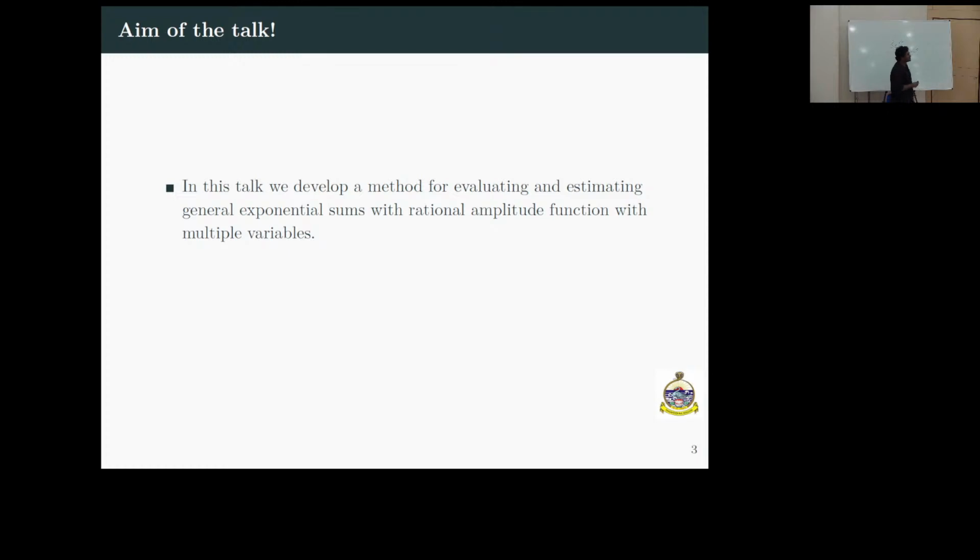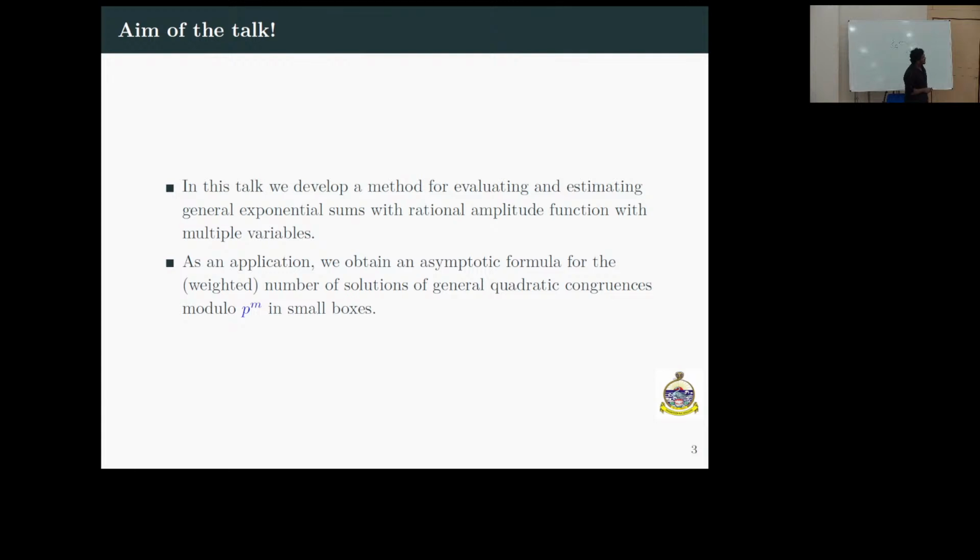What we'll do is develop a method for evaluating and estimating some general exponential sums. I'll define what is called a general exponential sum with rational amplitude functions. Here I have taken only polynomials, but instead of polynomials, we want to take functions of the form f1 by f2, and naturally we want f2 not equal to 0. As an application, we want to find an asymptotic formula for the number of solutions of general quadratic congruences. In our case, we want to find it modulo p to the power n. I have to define what the asymptotic formula is also.